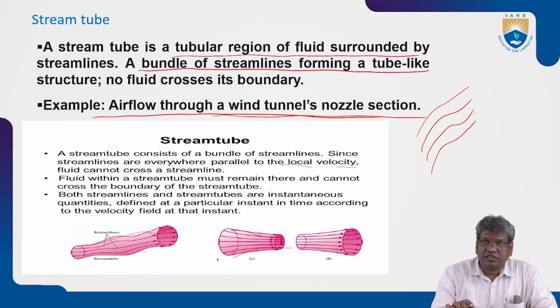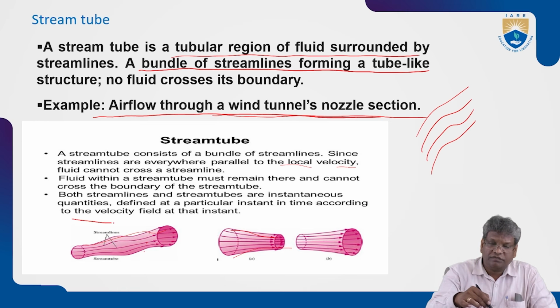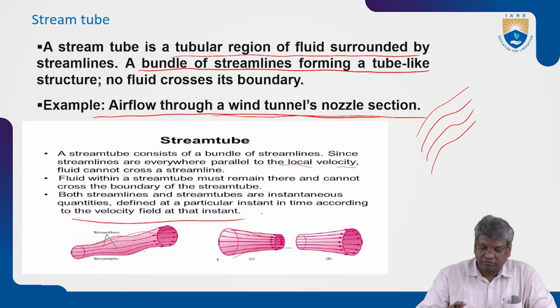Both streamlines and stream tubes are instantaneous quantities, defined at a particular instant in time according to the velocity field at that instant. So a stream tube is, if you keep a number of streamlines inside a tubular cross section, in the form of a tube, and the fluid cannot cross the boundary.